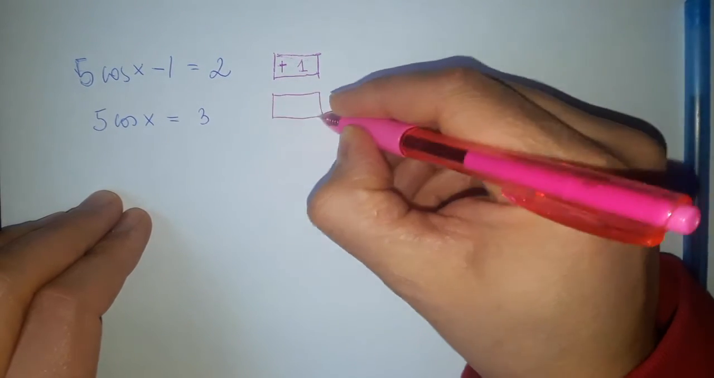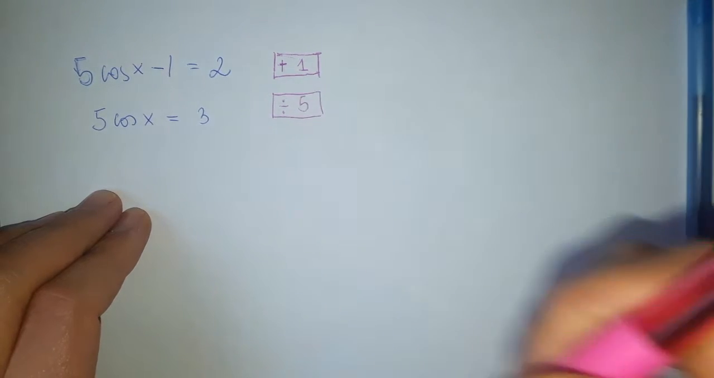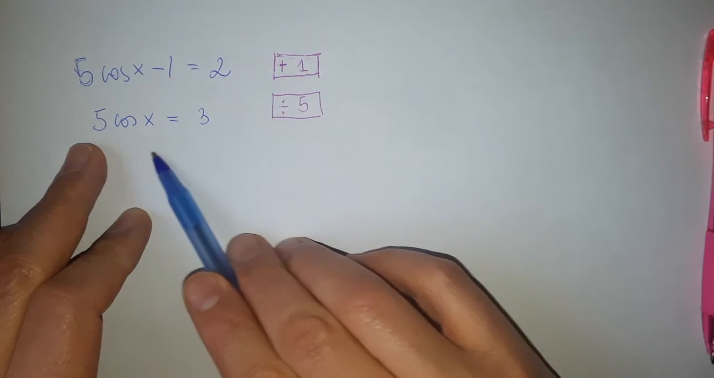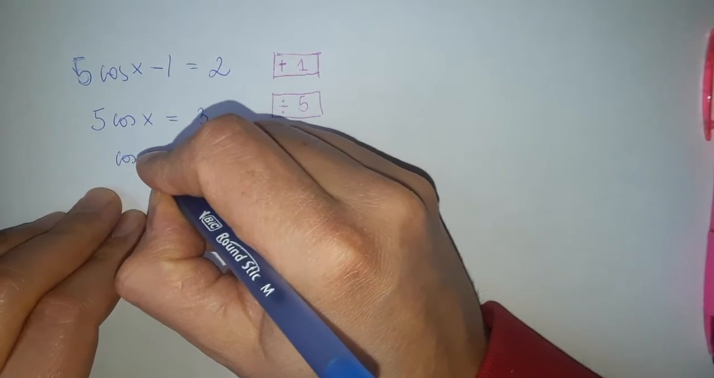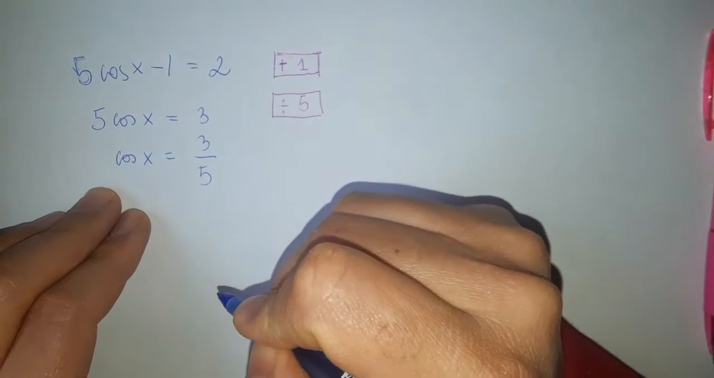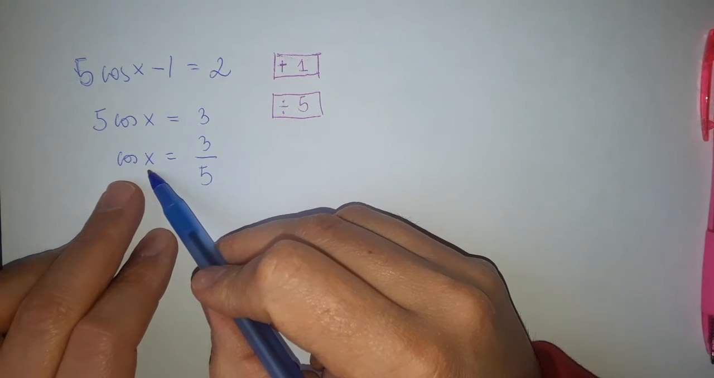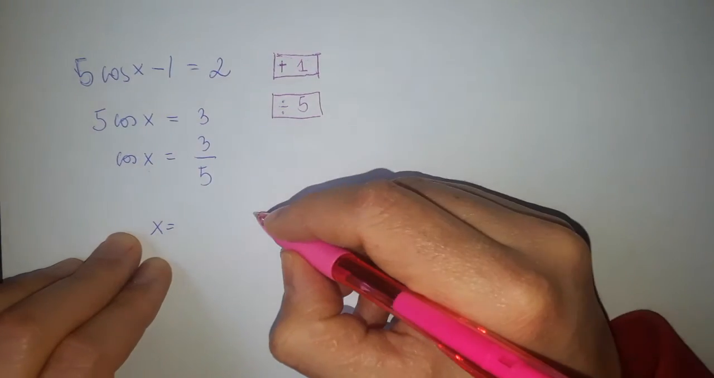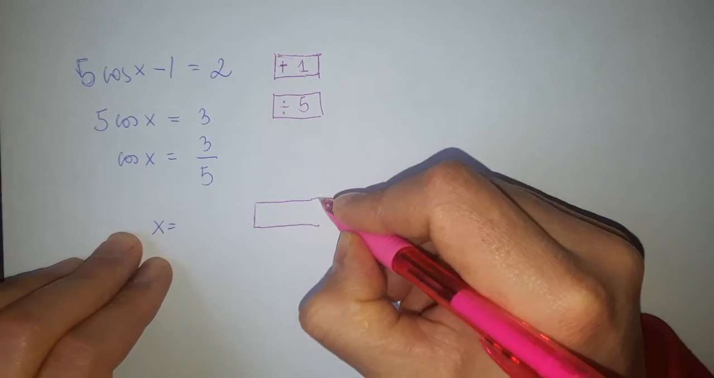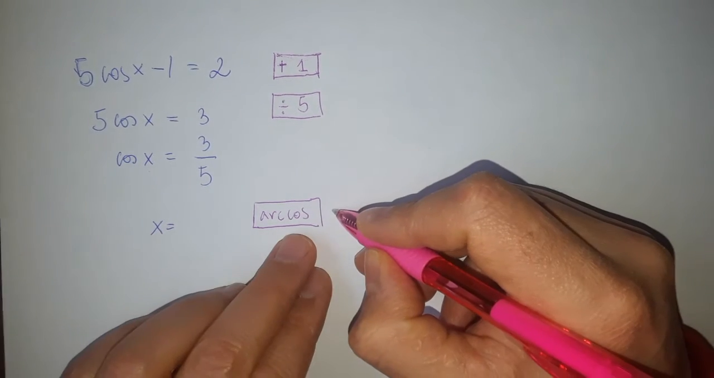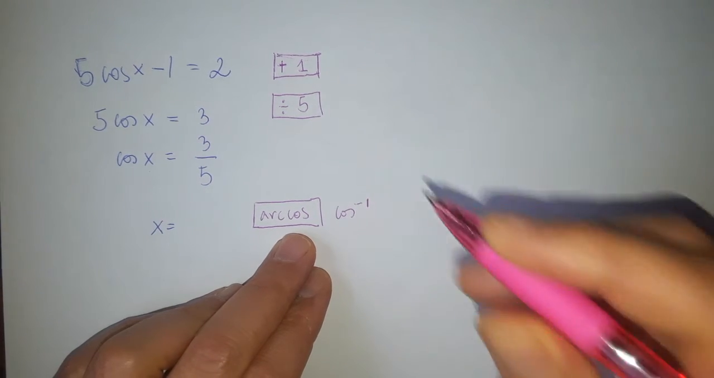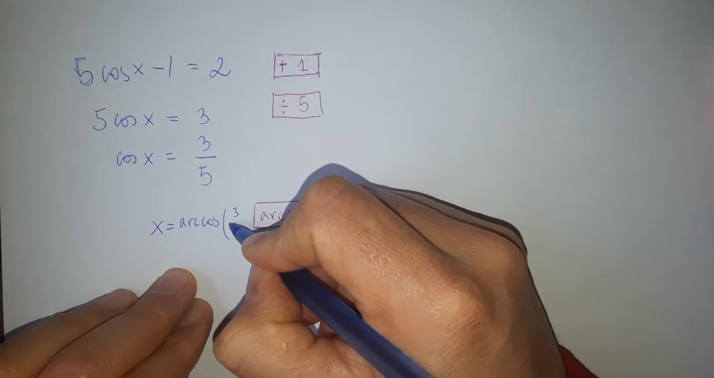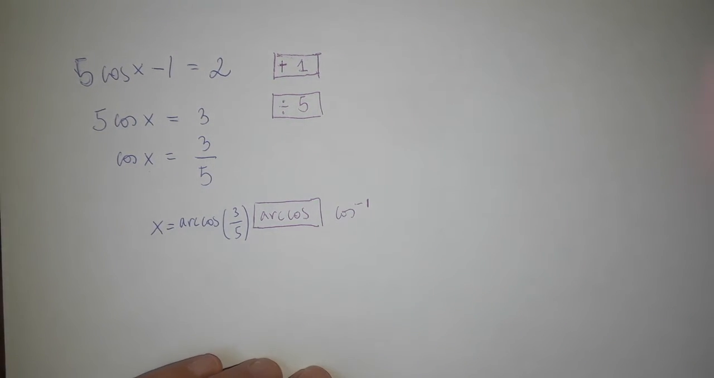Now we divide over 5. The 5 goes dividing to the other side of the equation. So we have cosine of x equals 3 over 5. Last step, in order to solve for x, to leave x by itself, we do arc cosine of both sides, which is the same thing as the inverse of cosine of both sides. What we get is arc cosine of 3 over 5. That's exactly what we did in the exercise before, nothing different.